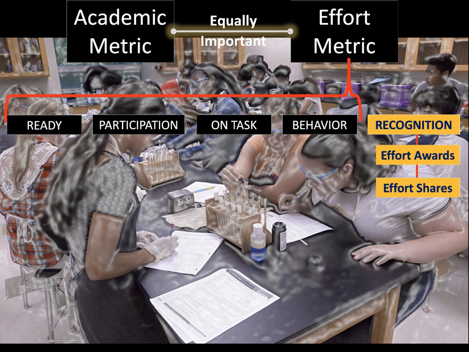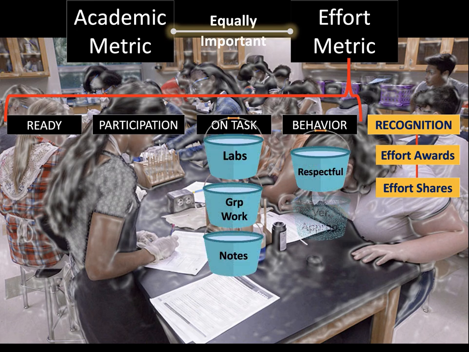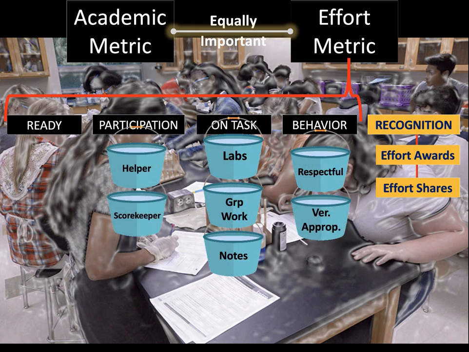In addition to the 4 effort categories, teachers can create their own subcategories. Think of subcategories as separate scoring buckets attached to a specific category. One reason for creating subcategories is to be more descriptive of the type of effort you are scoring. For example, a science teacher may want to create an on-task subcategory called labs, so they can see if some students have higher or lower effort on lab days.